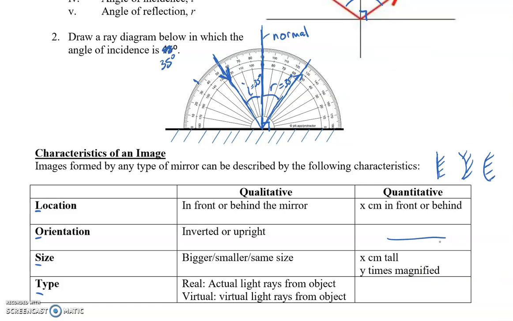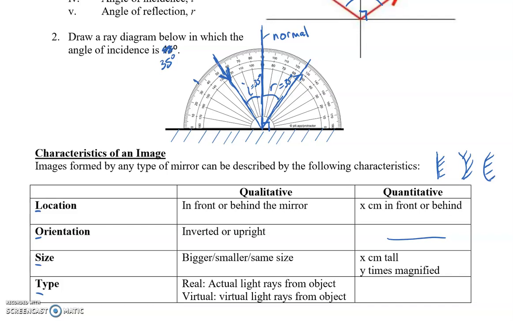And the last thing is type. We can have a real or virtual type of image. A real image is when the actual light rays come from the object, and a virtual image is when virtual light rays come from the object. The most simple way to describe this is if the light rays from the object form the image on the same side of the mirror as the object, we're going to see that that's a real image.